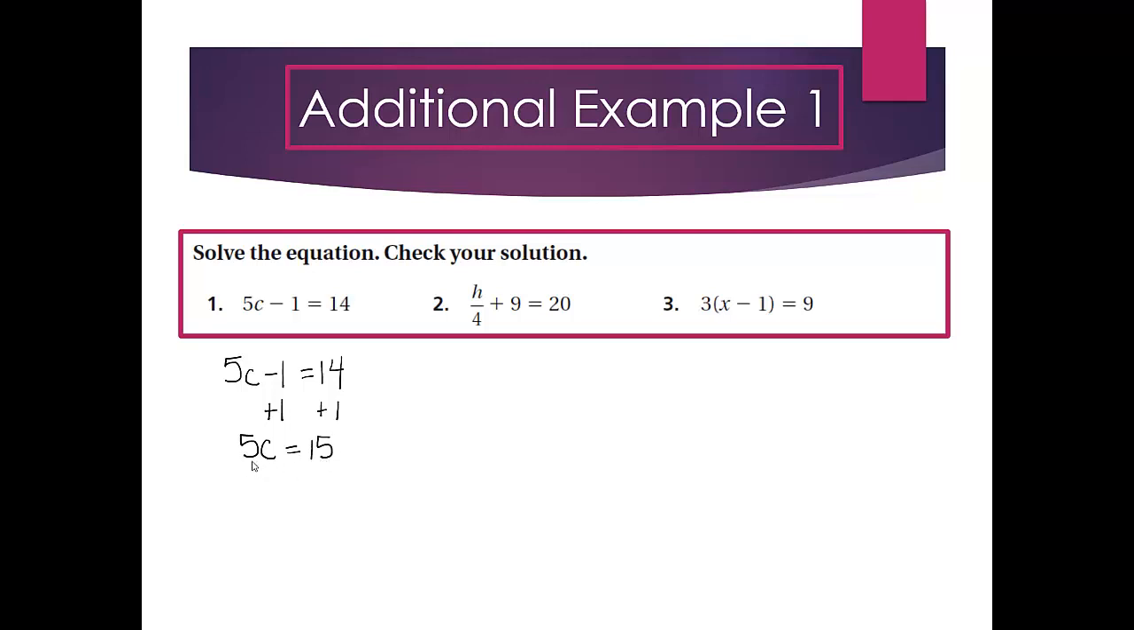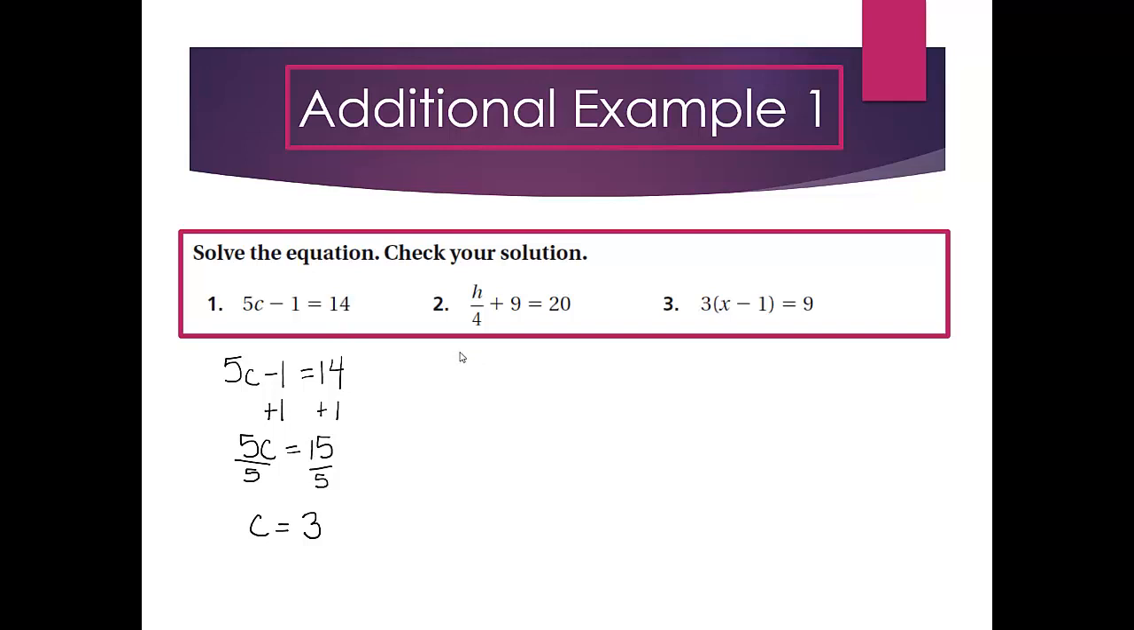Now we need to undo the multiplication because we have 5c, which is 5 times c. So we do that by dividing by 5. We need to do that on both sides. So now on the left-hand side, we just have c, and 15 divided by 5 is 3. We can check our solution by plugging this back in. So 5 times 3 is 15, minus 1 is 14.